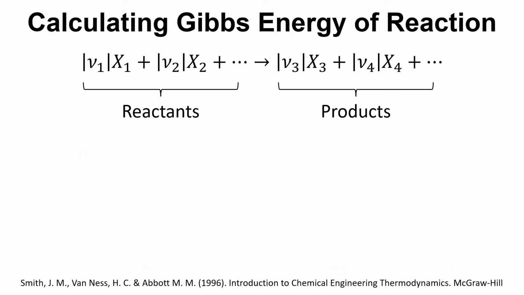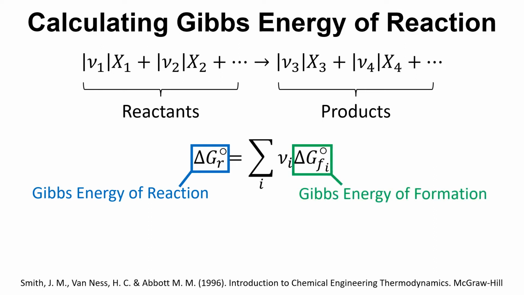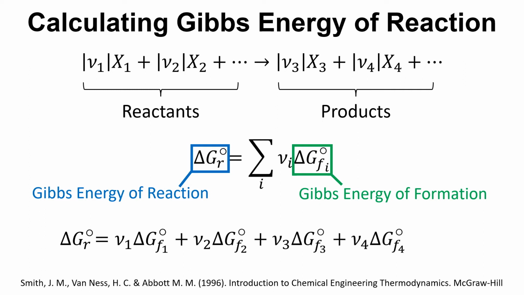Okay, to calculate the Gibbs energy of reaction, we can use this equation here: delta G_R equals the sum of each individual stoichiometric coefficient multiplied by the Gibbs energy of formation for each component. So if we put it out in stages, we've got the stoichiometric coefficient for component 1 multiplied by the Gibbs energy of formation for component 1, and we just keep adding these terms on for all of the species in the reaction.